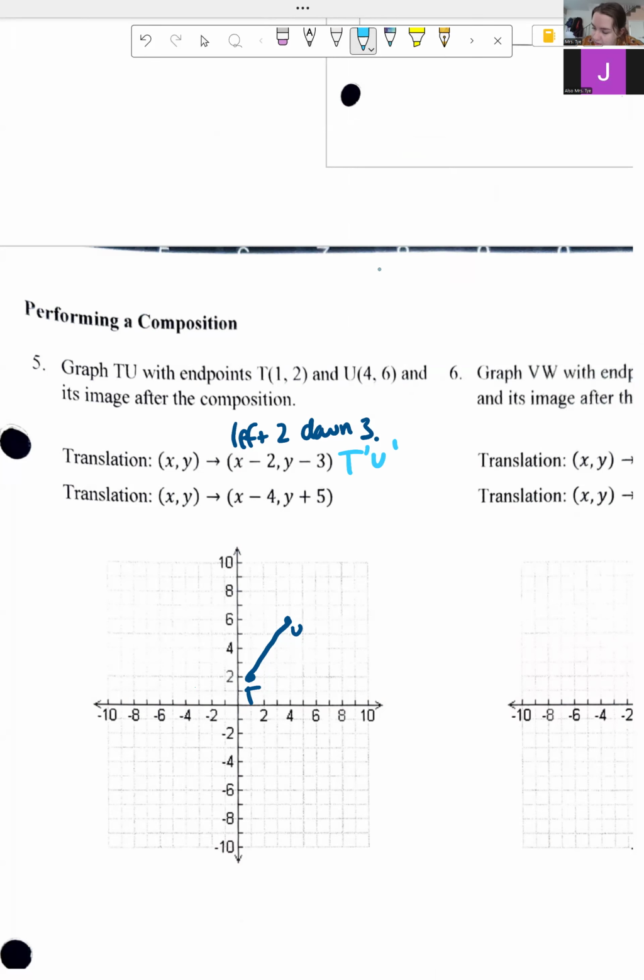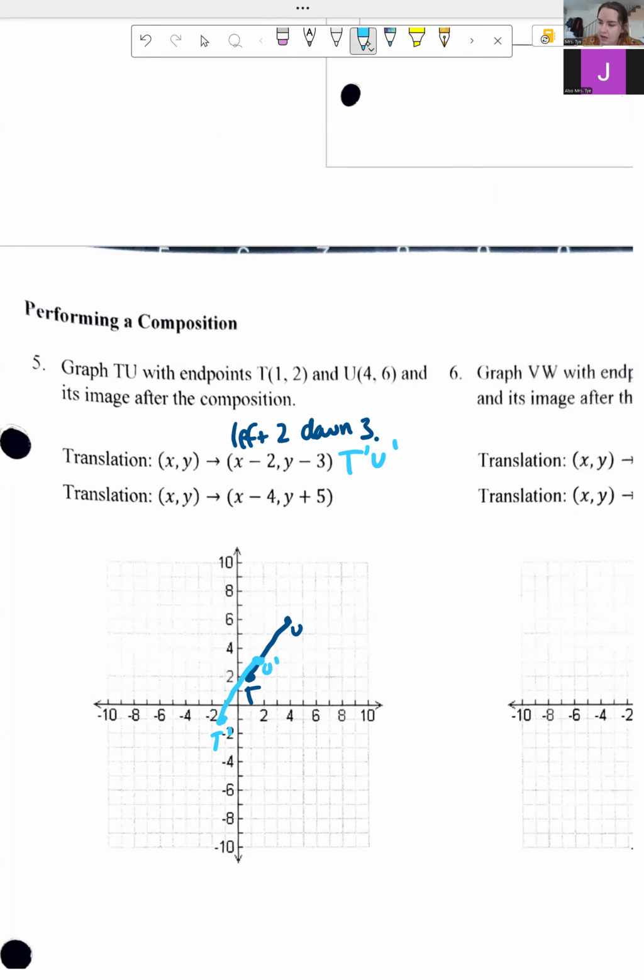Okay, this one gets moved left 2, down 3, right there. And this one is left 2, down 3. Great. We're going to label it T prime and U prime and connect. They kind of look like they're overlapping a little bit. It's kind of helpful to use different colors. If you don't have it, that's fine. Just make sure you know how to move the line segment.